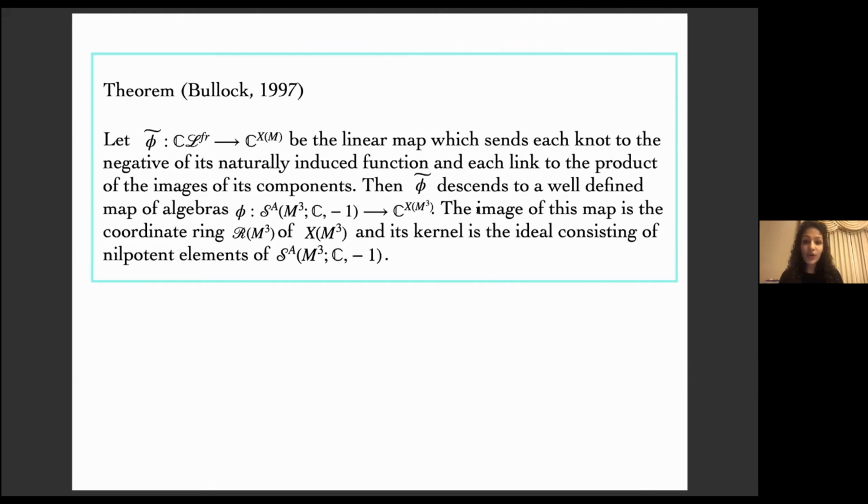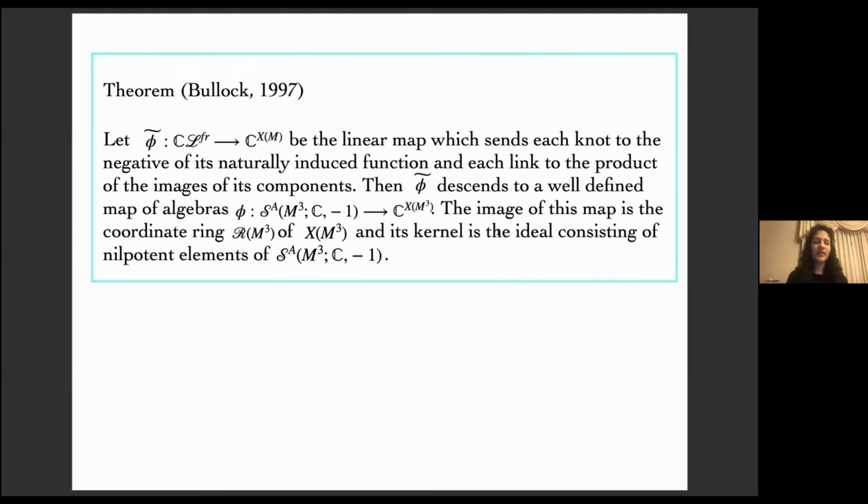And moreover, the image of this map is the coordinate ring R of X, and its kernel is the ideal consisting of nilpotent elements of the Kauffman bracket skein algebra. So this theorem gives an explicit connection between Kauffman bracket skein algebras and the SL2C character variety.